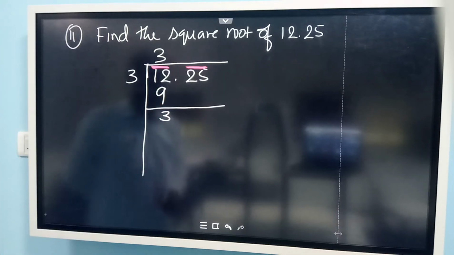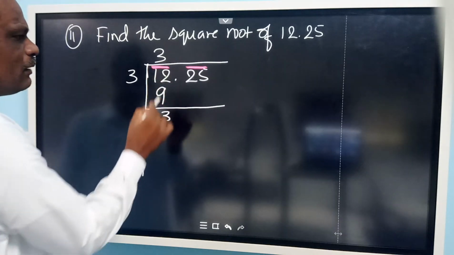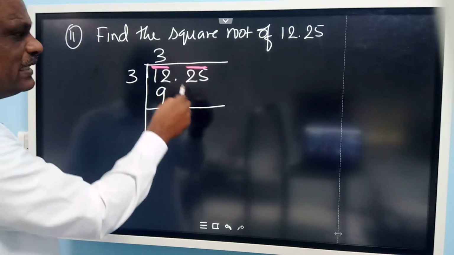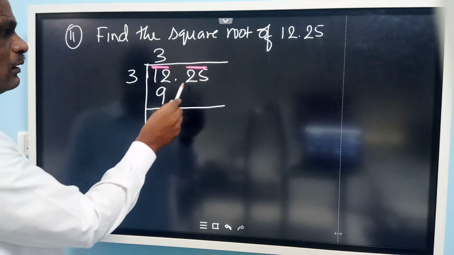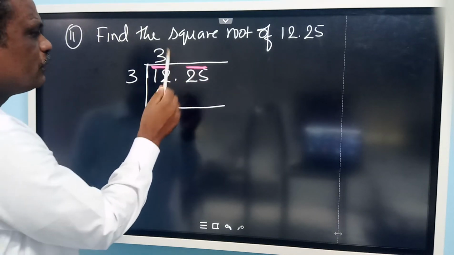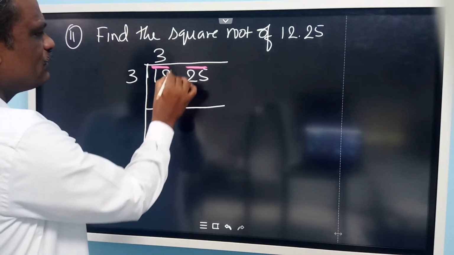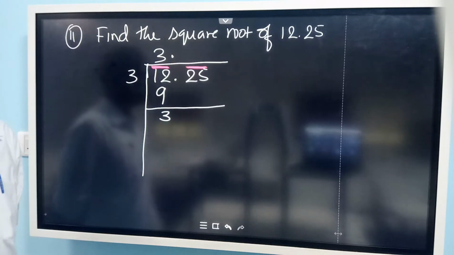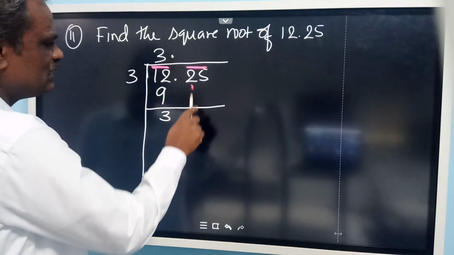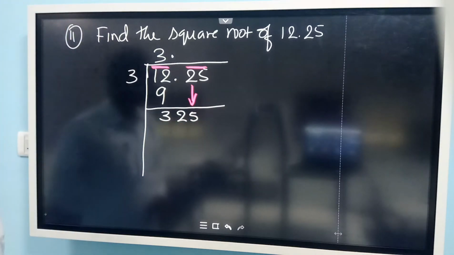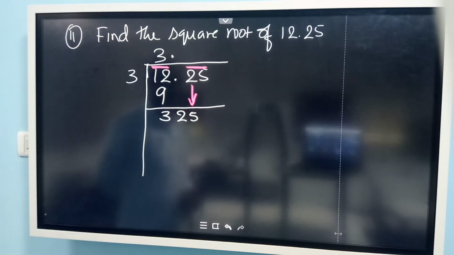Now look at this. Once the integral part is over, the next group you have to bring down is the decimal part. So before going to that, you put a decimal point here, 3 point, because we are going to the decimal part; put the decimal point there also in the quotient. Then you bring down this 25 here, right adjacent to this one, and it becomes 325. You will get the new dividend as 325 now.